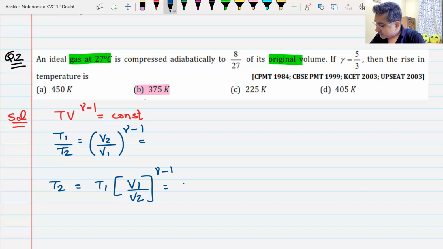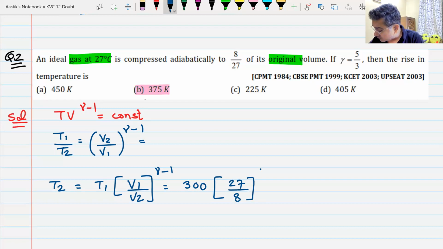Sure. T1 is 300 Kelvin. V1 by V2: it is adiabatically compressed. Again, there is a twist here. Adiabatically compressed to 8 by 27 of its initial volume. So V1 by V2 becomes 27 by 8. Do we understand this?